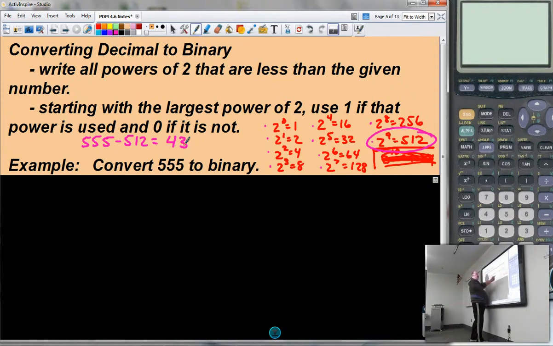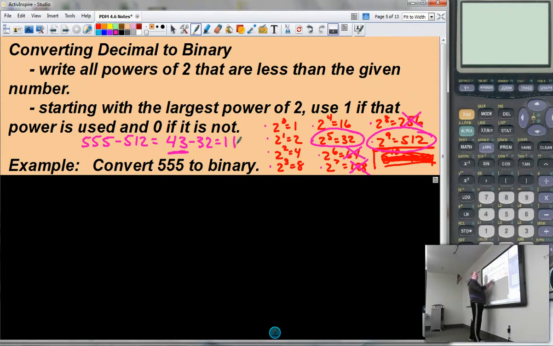Now I have 43 left. Well, 256 is too big, because all I have is 43 left, so I can get rid of 256. 128 is too big, because again, I need 43. 64 is too big. So the next value that fits is 32. Now, if I subtract off that 32, I have 11 left that is still unaccounted for.